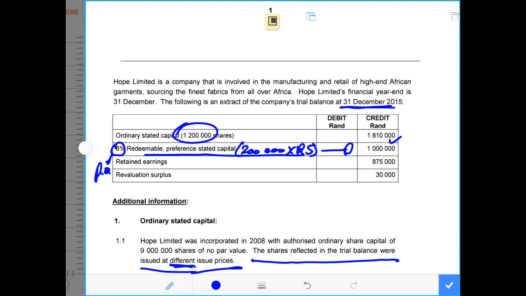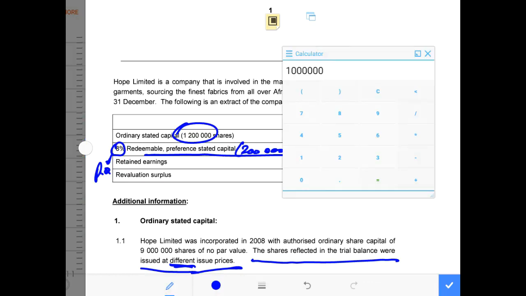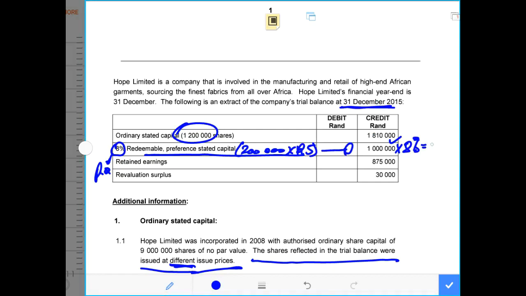So now, meaning preference shareholders are entitled to 8% of what they have invested. If you say $1 million times 8 divided by 100, I think that gave us 80,000 rands, if I still remember my calculations. This will give us 80,000, the preference dividends for the full year.